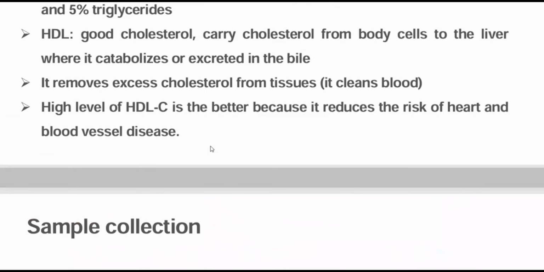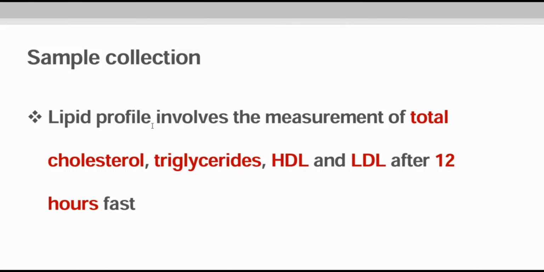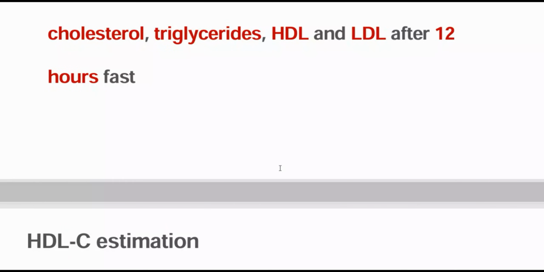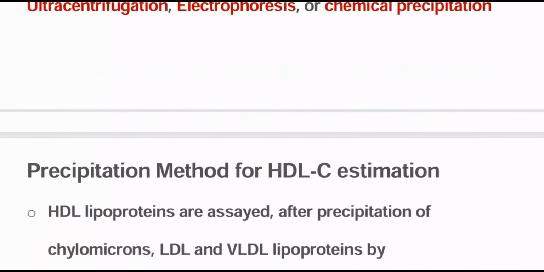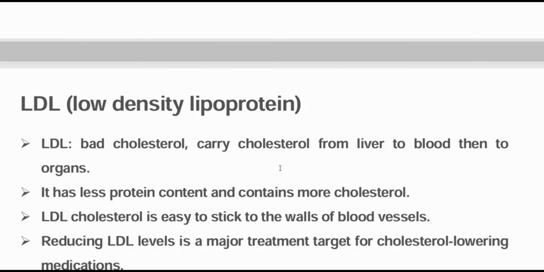Now, how to measure this? This is measured through sample collection of blood. The lipid profile involves measurement of total cholesterol and triglyceride after 12 hours of fasting. And how to estimate this? This is through ultracentrifugation, electrophoresis, or chemical precipitation. These are the methods by which we can determine the concentration of LDL, HDL, triglyceride, cholesterol, etc. In this way, we can calculate HDL, LDL, VLDL, and also triglyceride and total cholesterol.